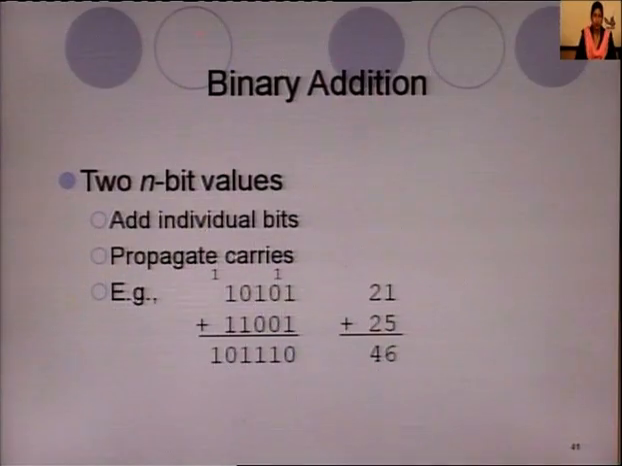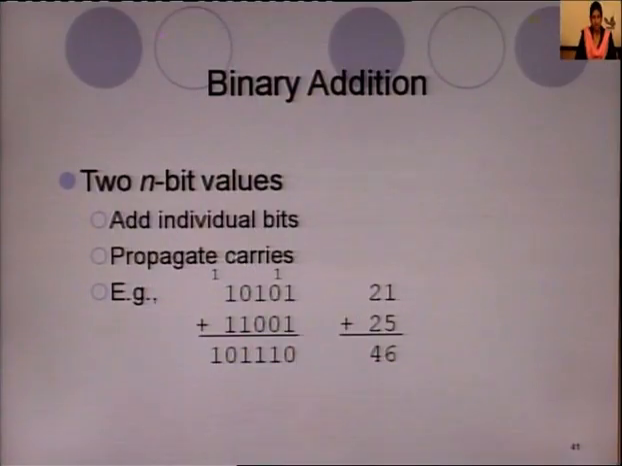We will study how to add binary numbers of n bit values. The technique is to add individual bits, then propagate carries. For example, the first value is 10101 and the second is 11001. We have to add these two binary strings, and the equivalent decimal numbers are 21 and 25. So first we will add the binary numbers.